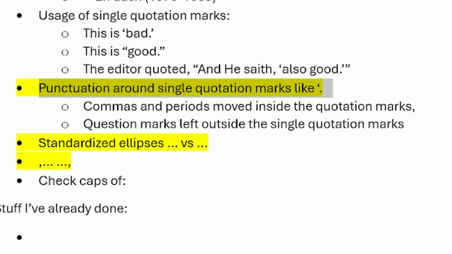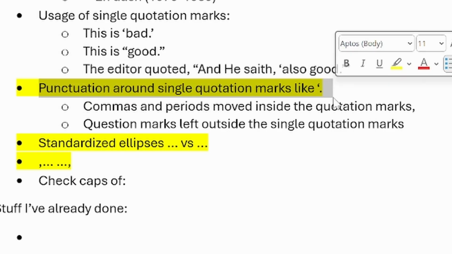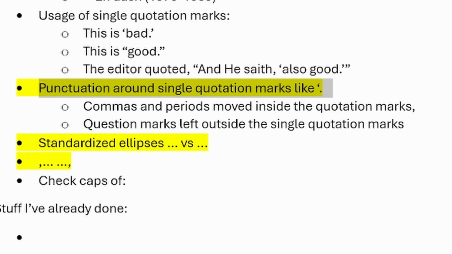You can also look for punctuation around single quotation marks. So commas and periods, you want to move inside the quotation mark. Question marks usually are outside, and exclamation point depends on the situation. That's if you're American. If you're British, all of the punctuation goes outside of the single quotation mark, in which case you would move this like that. But since I'm American, I keep it in.